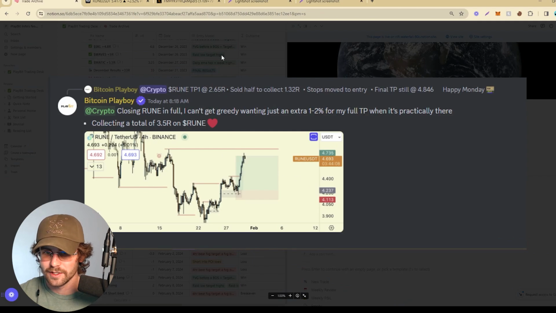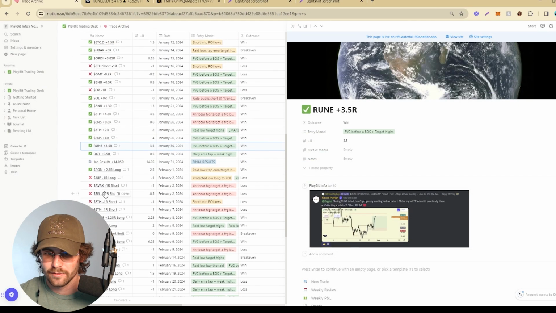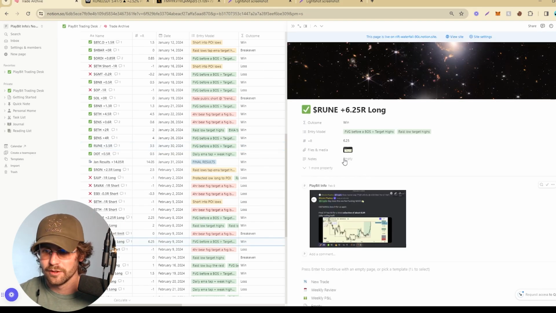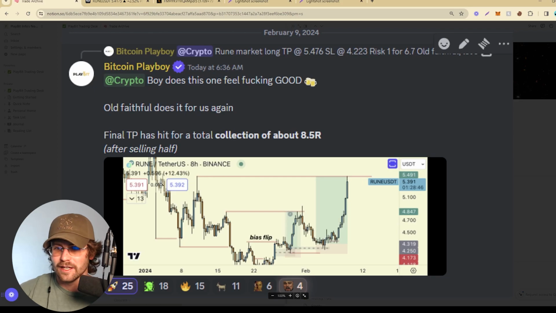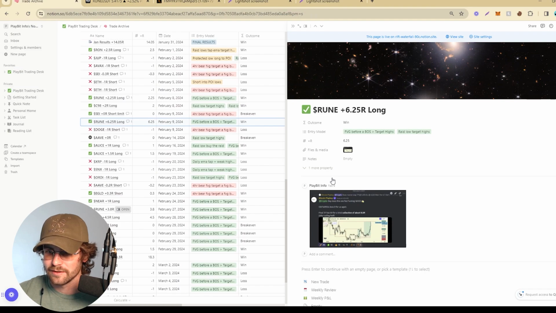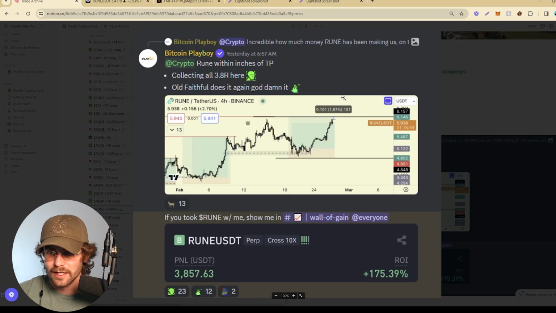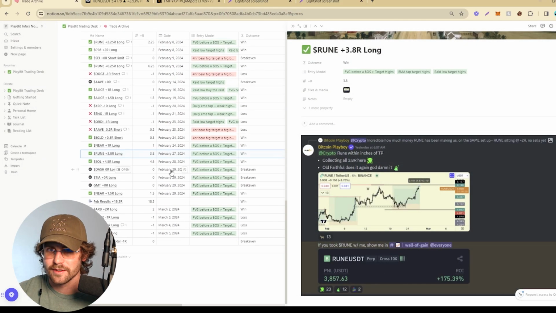Full TP. This was January 30th. We took a Rune again. Where is it? February 9th. Boom. Clicked 8.5R. So we did all of these in real time just to show you that this is an absolutely coherent and sound trading model, and especially something that I think a lot of you should be using in your current trading model if you aren't already. So fantastic success with this.